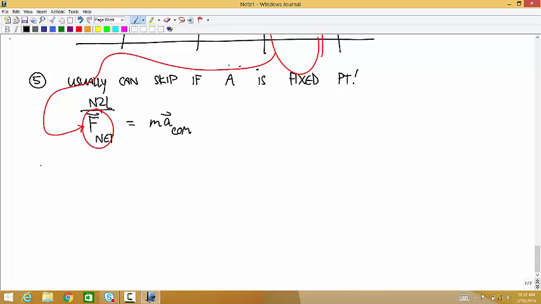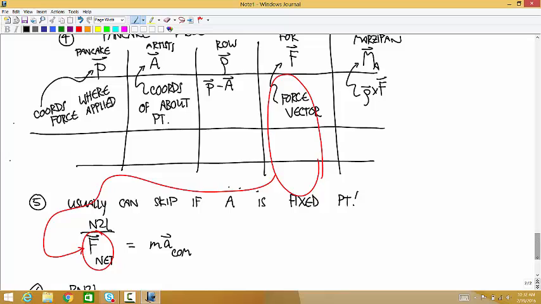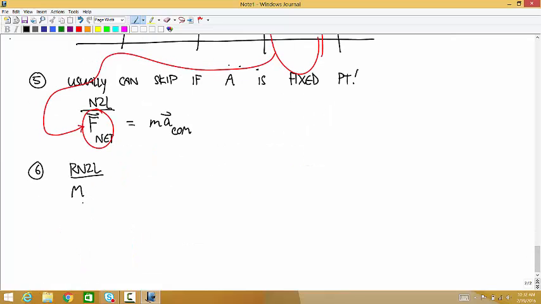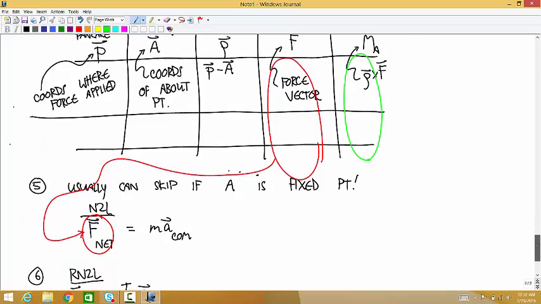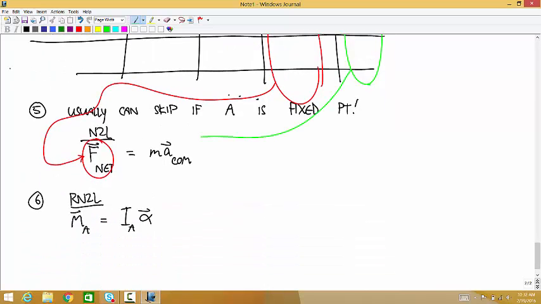And then the last step, number 6, is use the rotational equation. That says the sum of the moments about A is equal to the mass moment of inertia about A times the angular acceleration. And just like you got your forces directly from this column here, you can take your moments directly from the last column and put them in here.